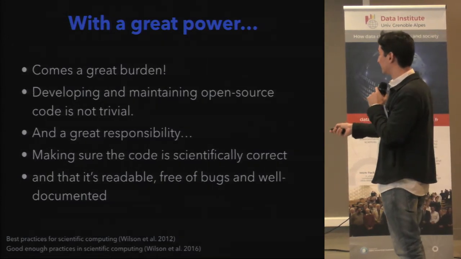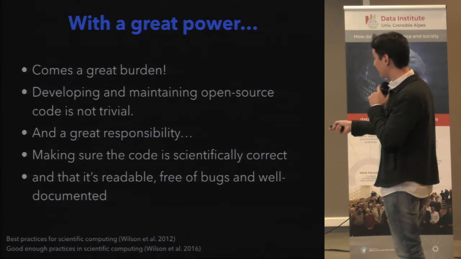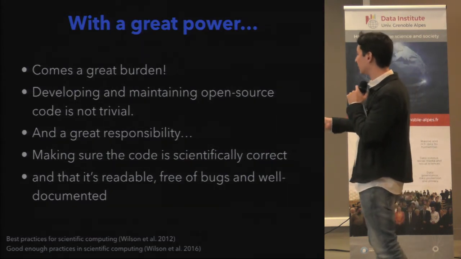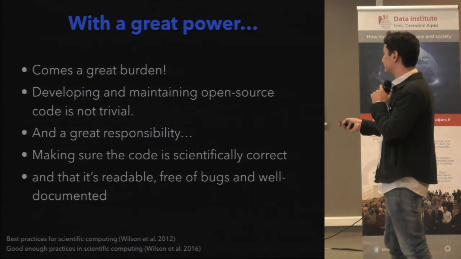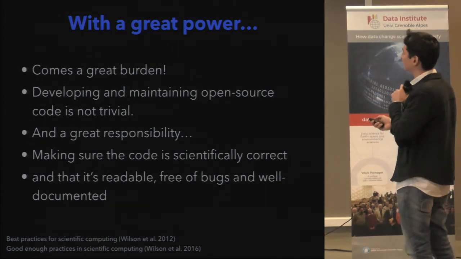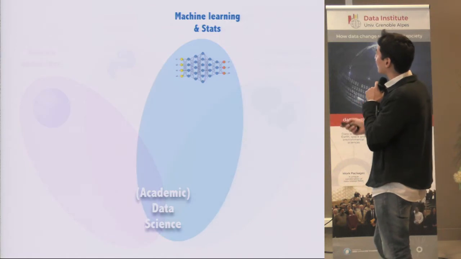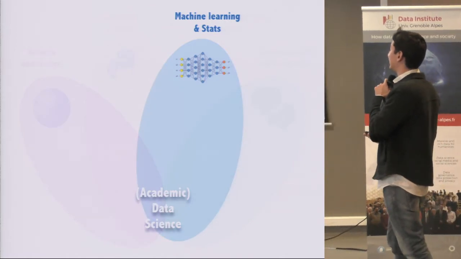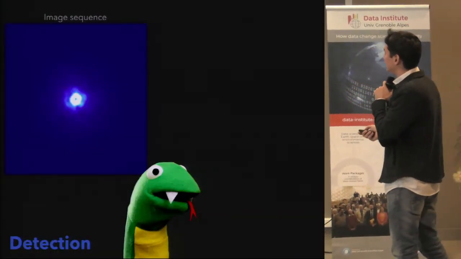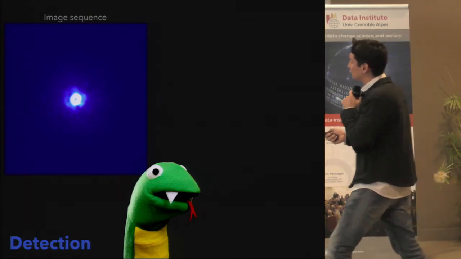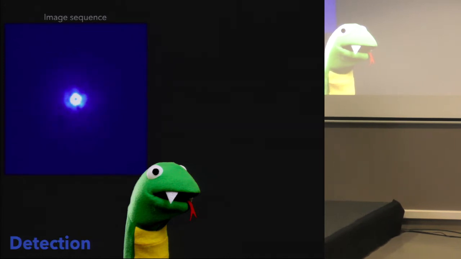It's free of bugs, and it's well documented. Here are really nice references for good computing practices for developing scientific software. Now, what about ML and stats? So let's come back to the problem of the detection.